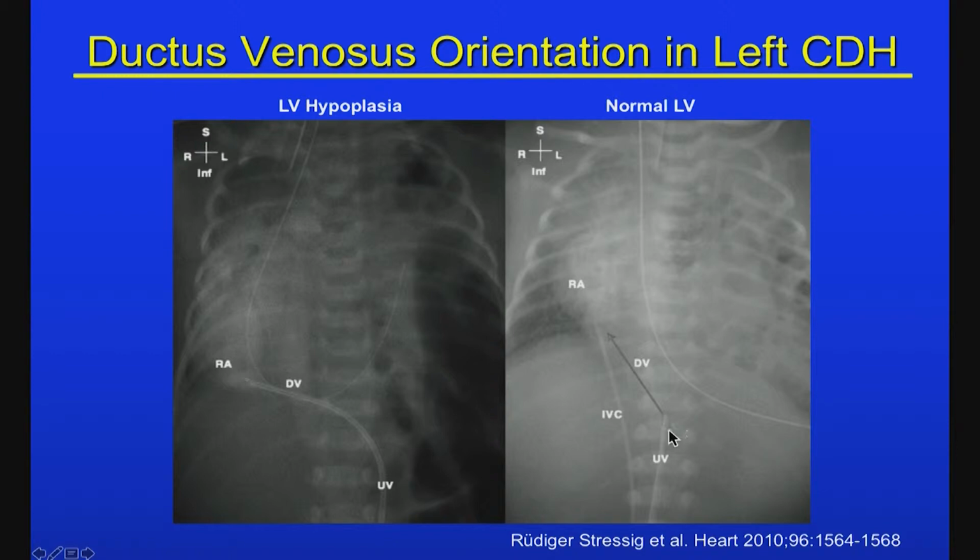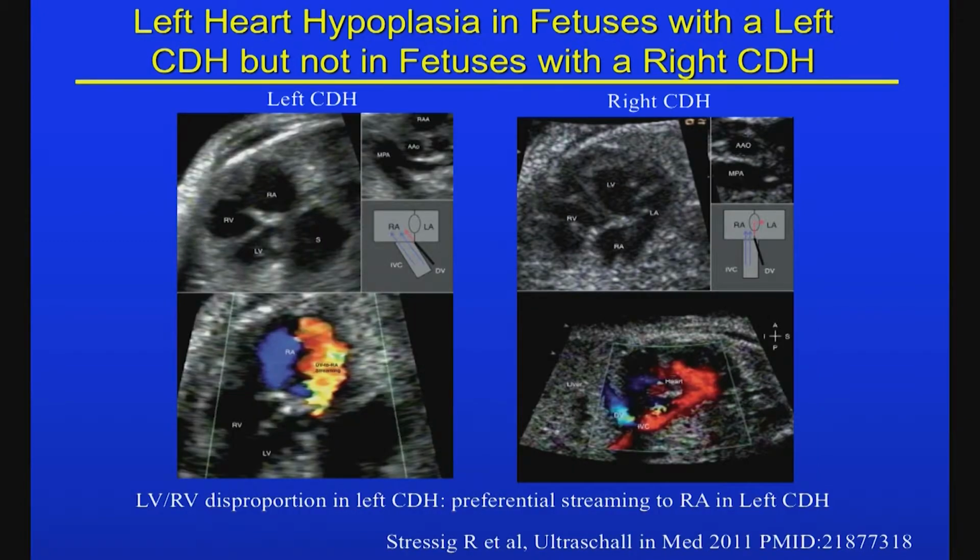This is where the umbilical venous catheter wasn't properly placed, showing that in babies with diaphragmatic hernia with LV hypoplasia, the ductus venosus and the return of umbilical venous blood is markedly shifted because of the malposition of the left ventricle. And this is just another series of studies from Stressig looking at left CDH versus right CDH, and the fact that the LV-RV disproportion is much worse in left CDH compared to right-sided CDHs.